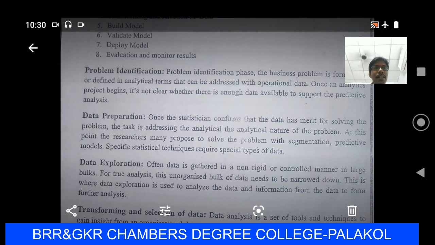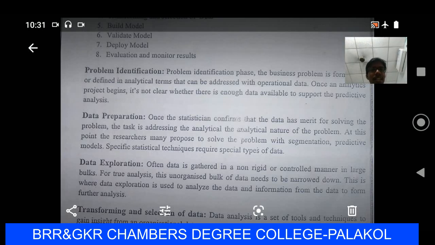At this point, the researchers may propose to solve the problem with segmentation. Segmentation and predictive models are used to solve a particular problem that is identified in that business organization. Then specific statistical techniques require special types of data. This comes under data preparation.